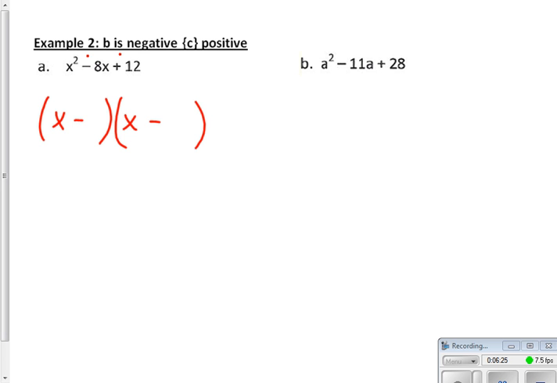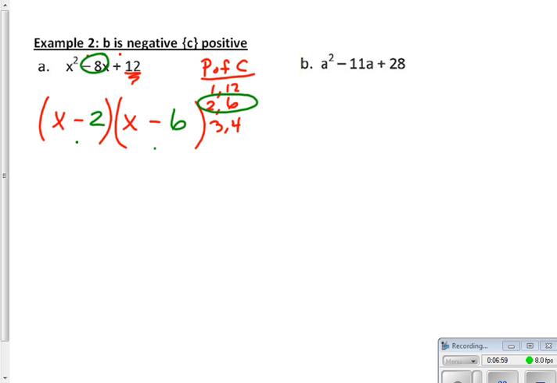Again, here's the product of 12, or product of C, I should say. So we'd have 1 and 12, we'd have 2 and 6, we'd have 3 and 4. Remember, it has to have the sum of b. b is negative 8. So how are we going to get to negative 8? Well, if you look at it, this is negative, so it really doesn't matter what comes first, but 2 and 6, when we add the negative 2 and negative 6 together, is going to give us that negative 8. So there would be our answer for A.